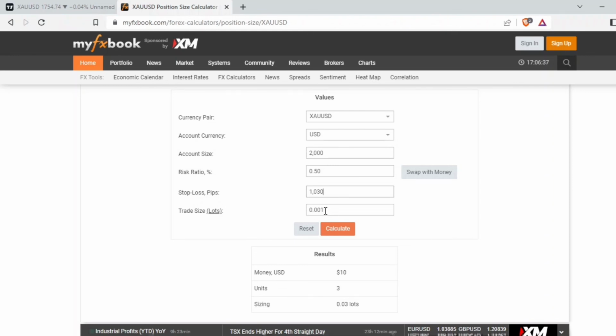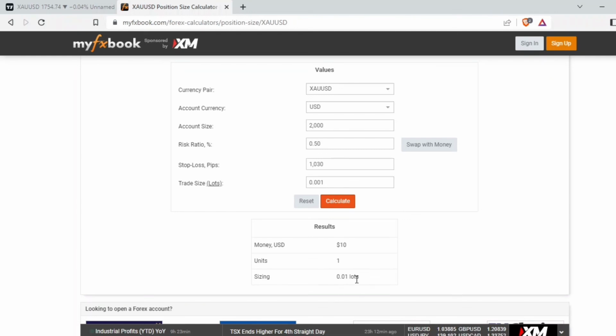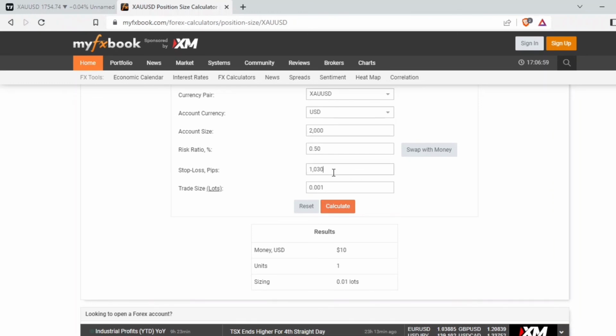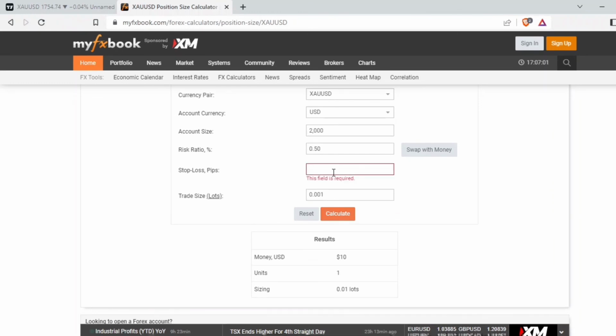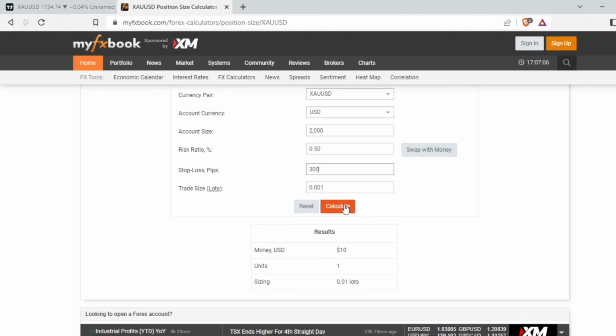Then just leave this area the way it is. You're not going to be changing anything there. Then I click on calculate. It's telling me that I'm going to be losing $10, and I'm going to be using 0.01 lot size. Let me say, for instance, my stop loss is too tight and I want to use 30 pips, which is like 300 points. When I click on this, I'm still going to be losing $10, but my lot size is going to change. This is the lot size they're telling me to use, 0.03 lot size.